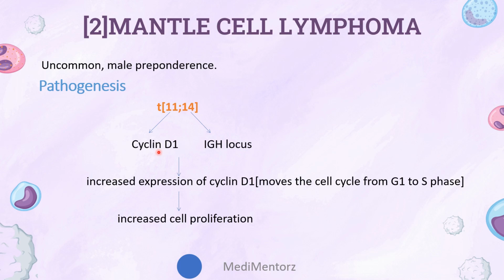So cyclin D1 is overexpressed. Similarly, from general pathology, as we all know, whenever cyclin D1 is increased, it moves the cell cycle from G1 to S phase. So thereby it increases cell proliferation, thereby causing mantle cell lymphoma.